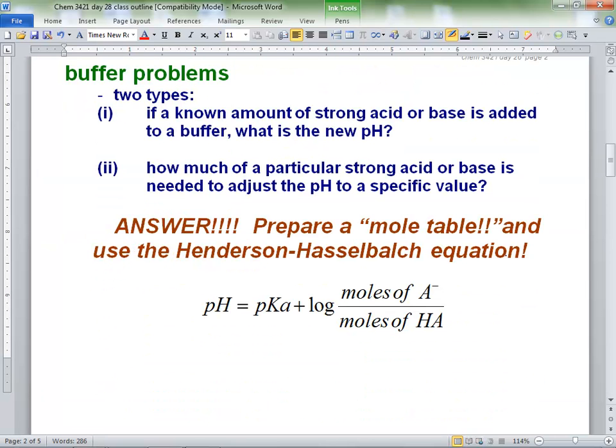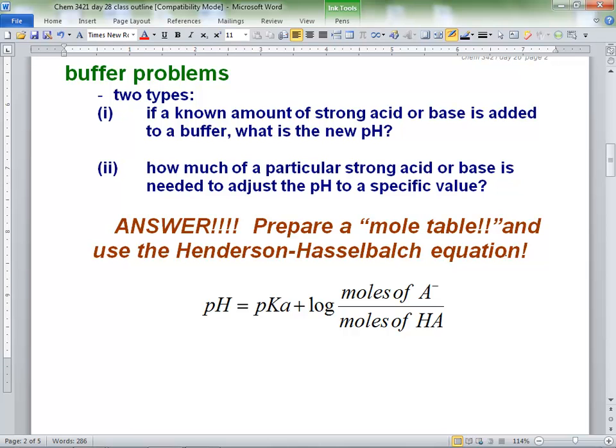Okay, so there are 2 types of buffer problems that we're going to face. We might have a known amount of strong acid or base that's added to the buffer. What's the new pH? Kind of a trick right there in the beginning, right? Or you don't know how much of a particular strong acid or base is needed to adjust the pH to a specific value. So you know what the buffer is, but you need to add an acid or a base to it.